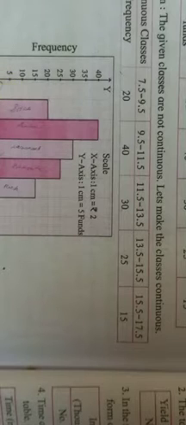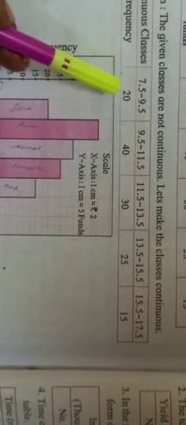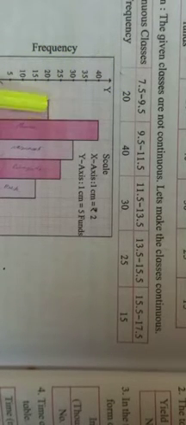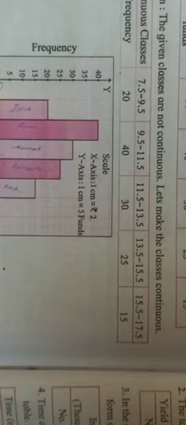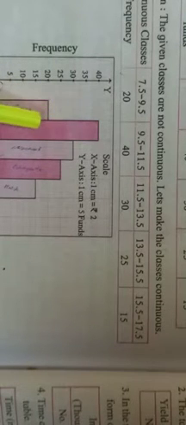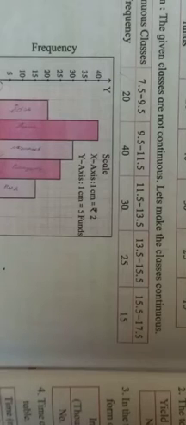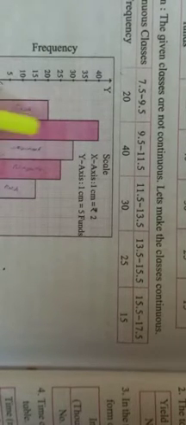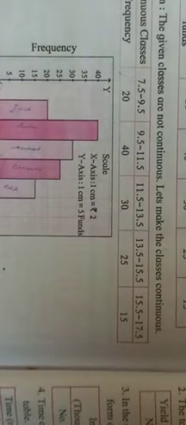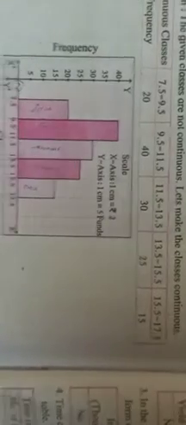See here, for class 7.5 to 9.5, what is the frequency given here? 20. So if you see here properly, a rectangle has to be drawn at 20. From 7.5 to 9.5, you are drawing a rectangle, right? Here you will take, see, 20. Now it's 9.5 to 11.5. This is a full class, no? 9.5 to 11.5. So from here, what is given here? Frequency is 40.